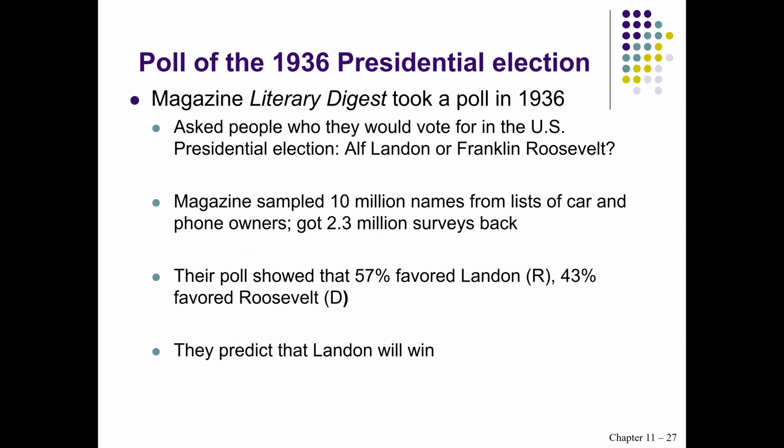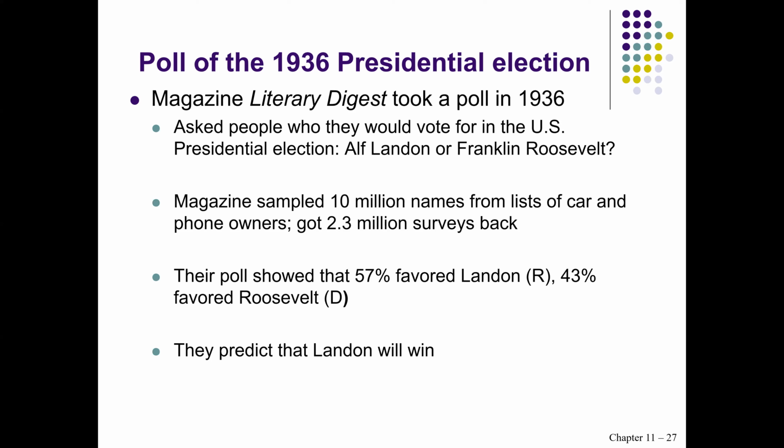All right, so here is another practice problem. In the 1936 presidential election, the magazine of its day, Literary Digest, which was an extraordinarily popular magazine at the time, took a poll, and they asked people through the mail who they were planning on voting for in the upcoming presidential election. Was it Alf Landon or was it Franklin Roosevelt? So those are the two candidates for president. Obviously this is pre-internet, so everything is done through mail, right, through snail mail.